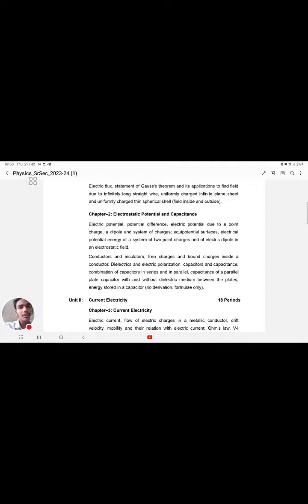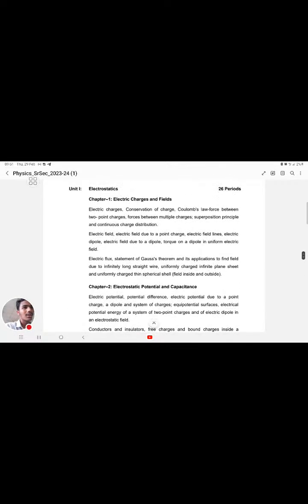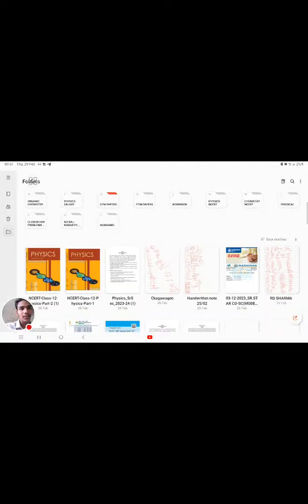But before that, we will define what a conductor is, what an insulator is, what are free charges, what are ground charges inside a conductor itself. And then we'll talk about dielectrics, electric potential, polarization, and then we'll enter into capacitance combination, capacitance of parallel capacitor with and without dielectric medium, and then finally we'll have the energy stored with no derivation, it seems. So it's rather not a tough chapter. Yes, it can be completed, I hope. So as I said, I will be using the old textbook only, so that it will be better.